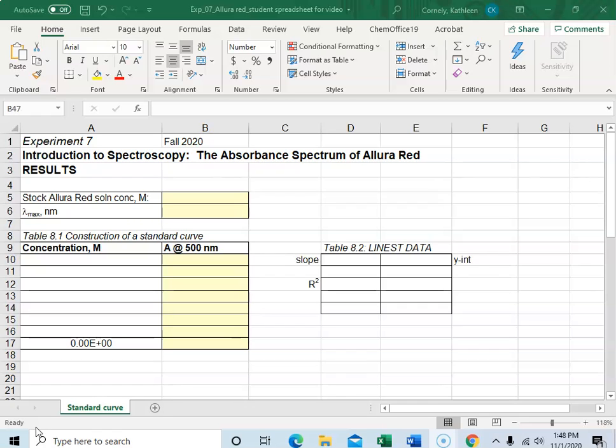So I have a sample Excel file shown here. What you should do is record the concentration of the Allura Red. I have mine in molarity, but you could use micromolar if you like.